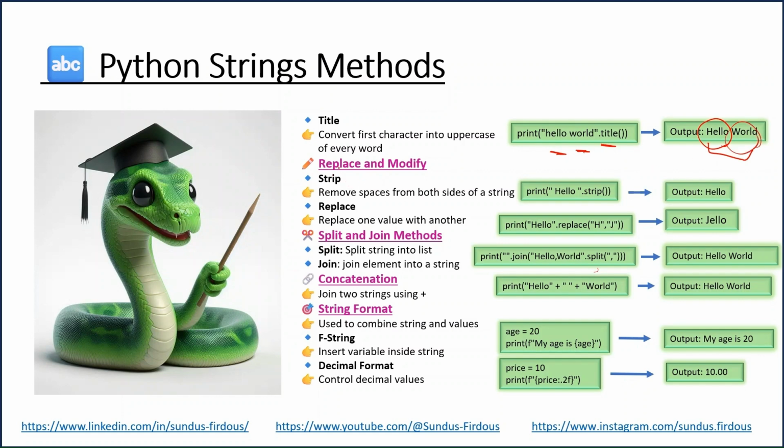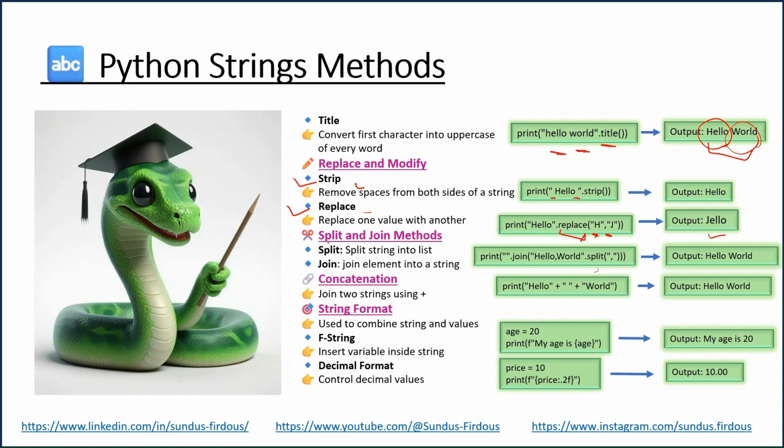The next one is strip and replace, modify methods. Strip will remove spaces from both sides of a string. If you have a space after O and a space before H, and you use strip, it will remove the white spaces. Then replace: if you want to replace your H letter with a J letter, you can use the replace method. It will modify your string, so previously it was hello, now it is jello.